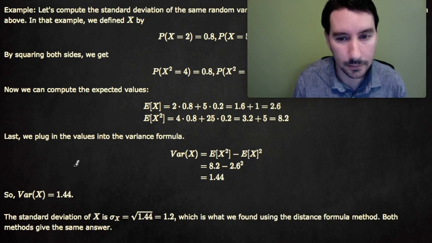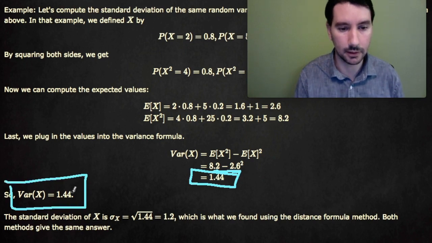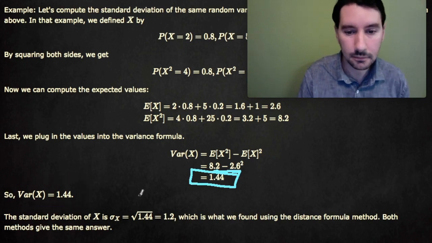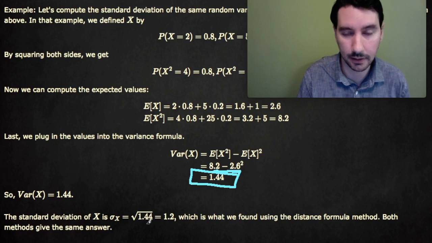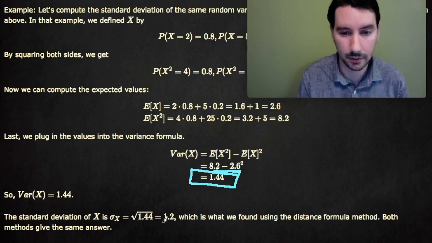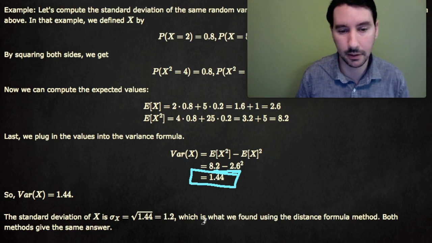So now we're going to plug these values into this formula. We're going to take E[x squared] minus the quantity E[x] squared, which is 8.2 minus 2.6 squared, which is 1.44. So we get a variance of 1.44 using either formula. And if we take the standard deviation, that just means to take the square root, and we get 1.2, which is what we ended up computing above.